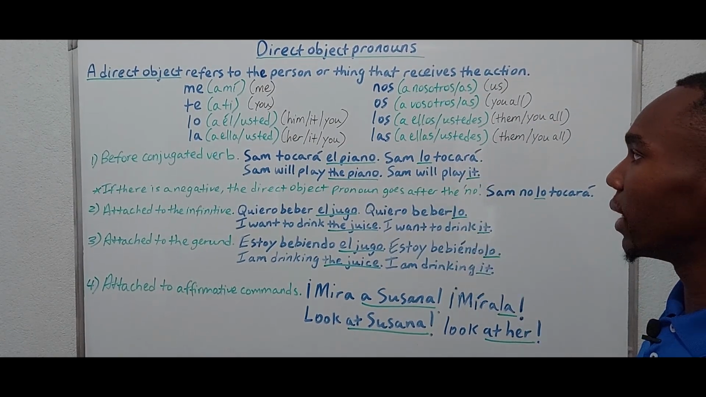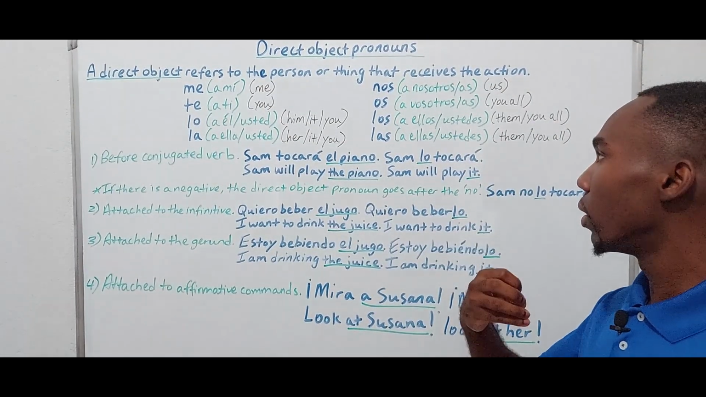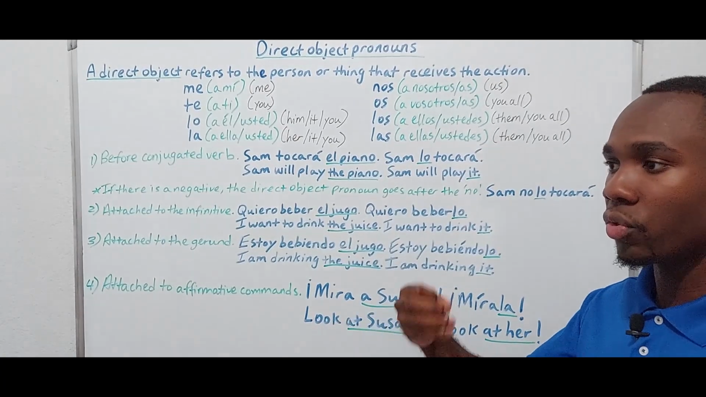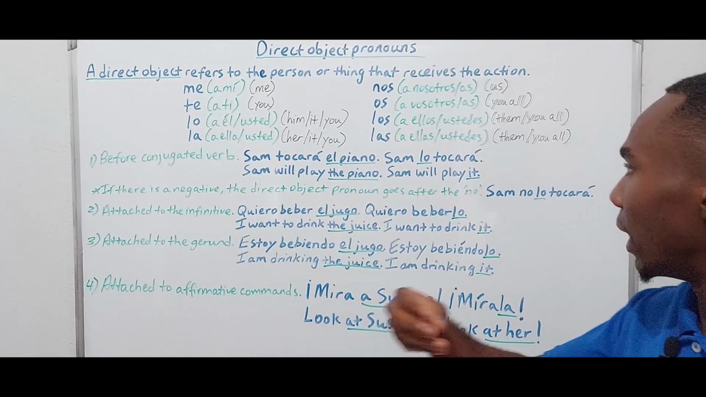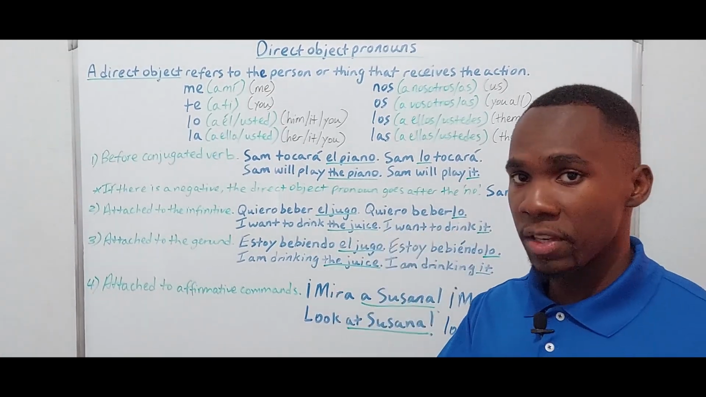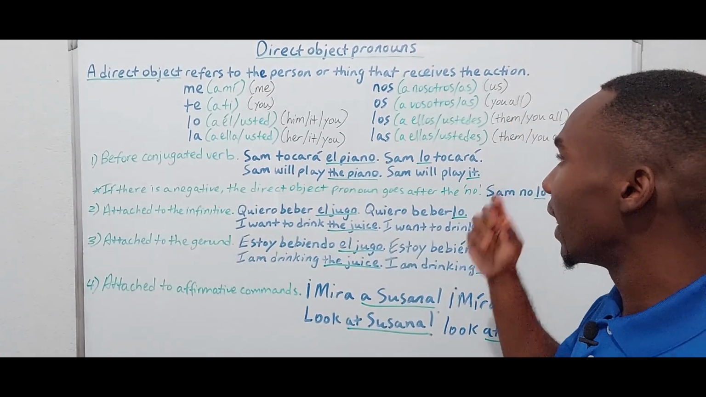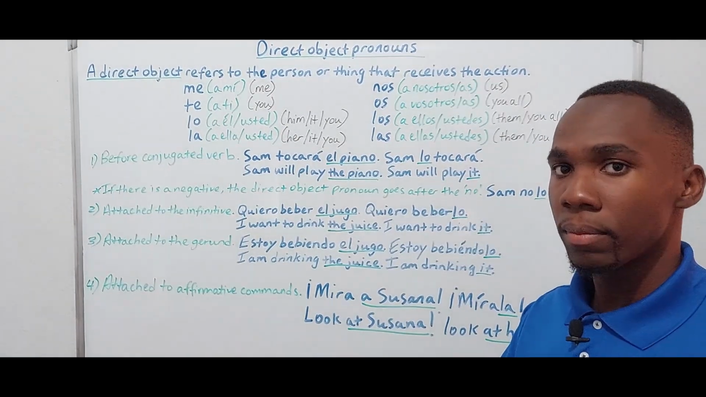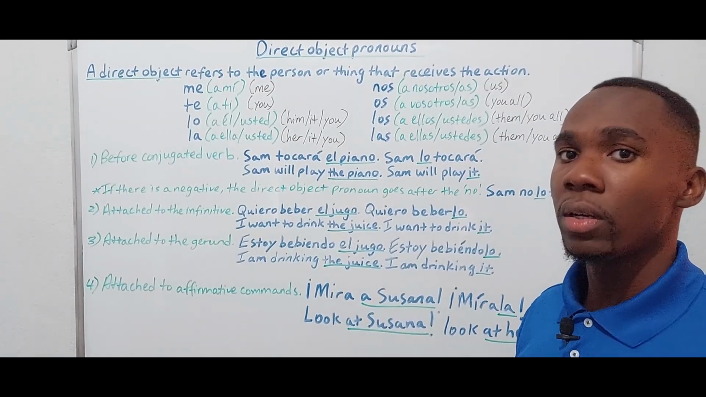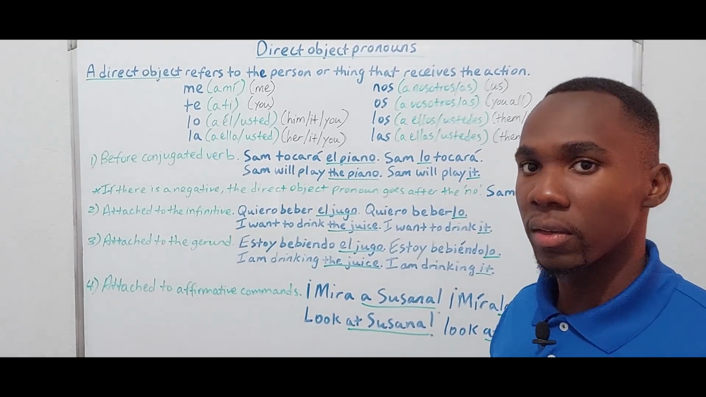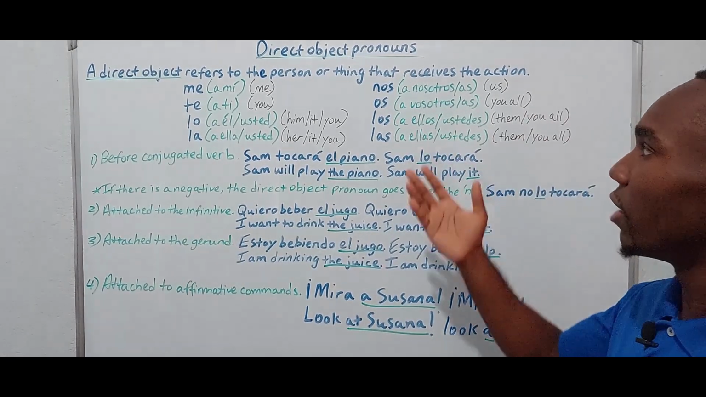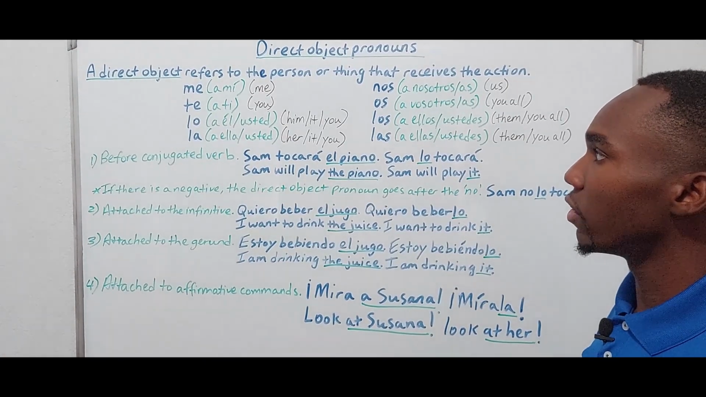Las would replace a ellas or a ustedes. Again, ustedes referring to you all, and those persons would have to be female. And ellas could refer to them, and them could be people or things, of course, that are feminine, okay? So these are the direct object pronouns in Spanish.